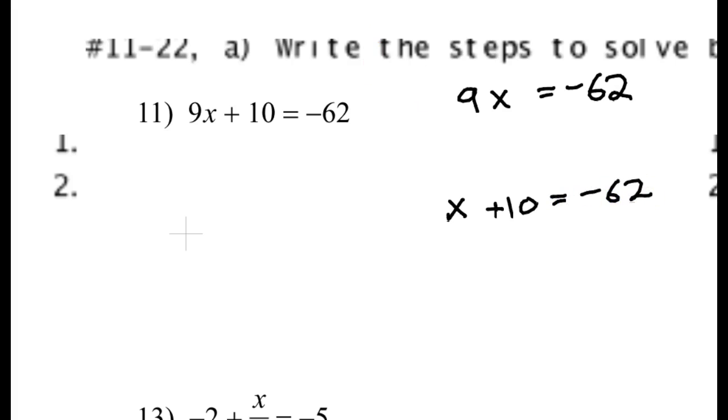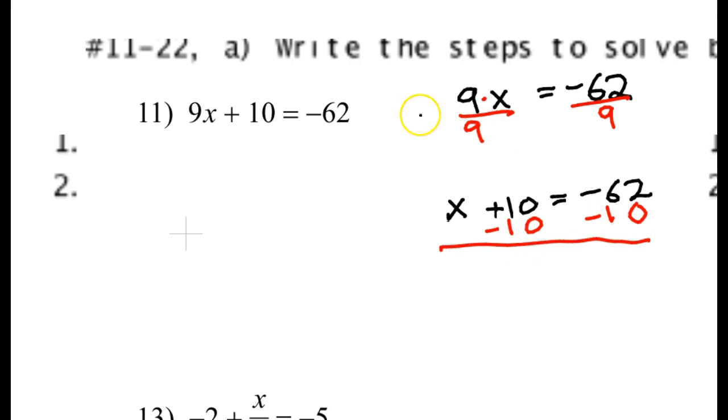The first one is 9 times x, so we divided by 9 on both sides. And this one was x plus 10, so we subtracted 10 on both sides. So we know the algebra to solve this. It's the same exact thing. What's the only question remaining? If we know exactly what to do, what's the only question left over?